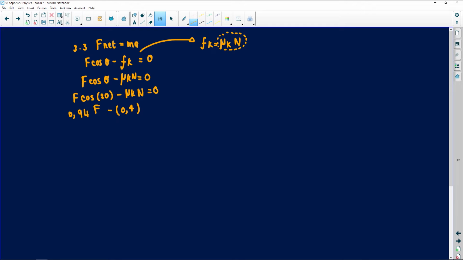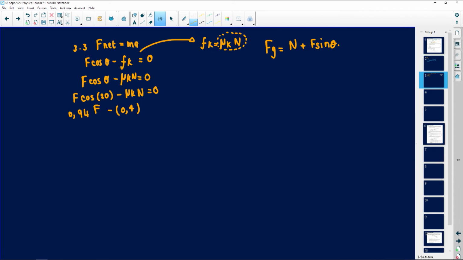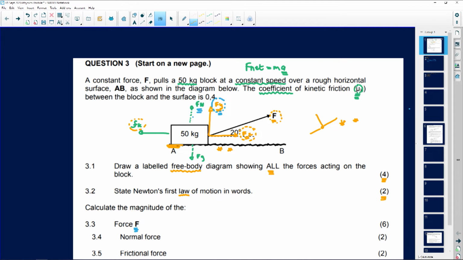Now, if I'm looking for my normal force, I'm going to do my normal force over here. This is where I got it. So now remember, if you've got Fg, which is your normal force, I'm just going to say F of N plus F sine theta. Where do I get that? Remember, if we have vectors in the same direction, I've got my F of N, which is going in that direction.